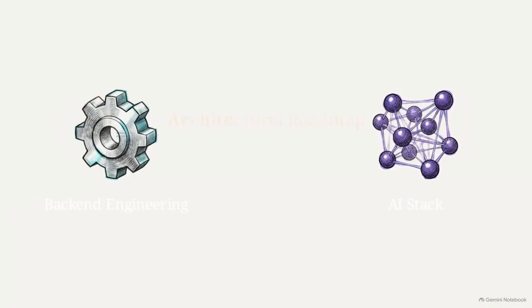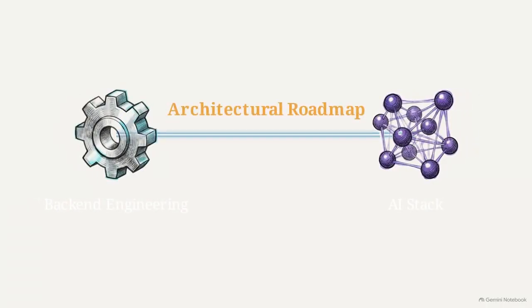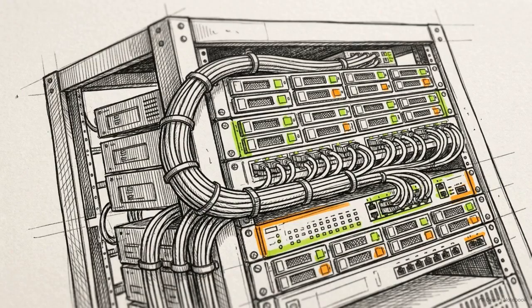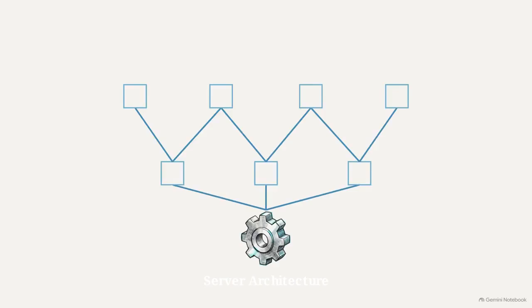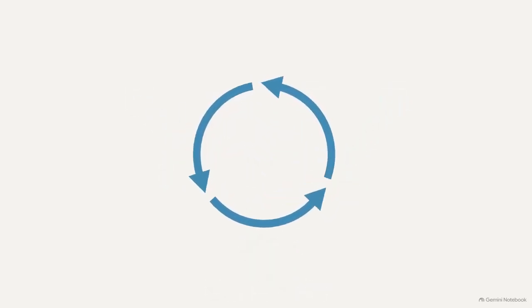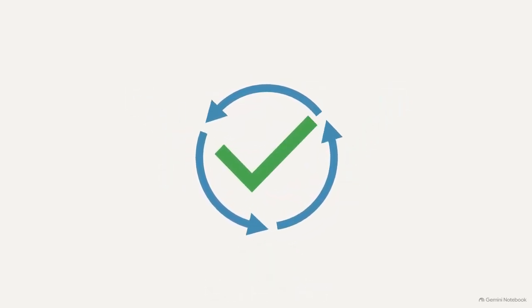This roadmap maps your existing engineering knowledge directly onto the modern AI stack. Applying your existing knowledge of server architecture and deployment to these specific phases allows you to transition into high-level system design without relearning the basics of the development lifecycle.